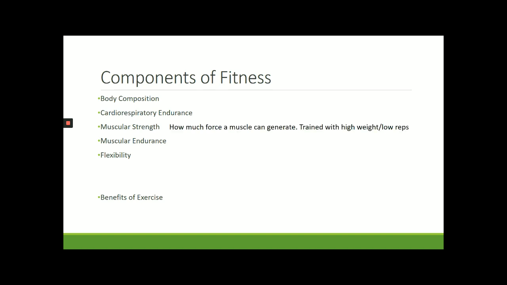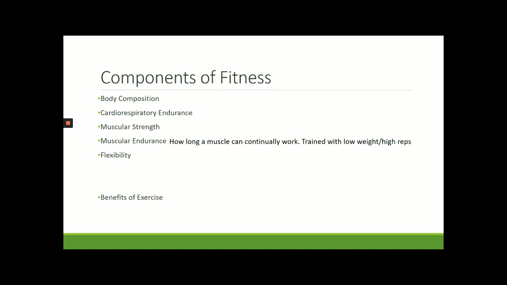We have muscular strength. This is how much force a muscle can generate. The way we train this is with high weight and low reps. We have muscular endurance, which is how long a muscle can continually work. This is trained with low weight and high reps.